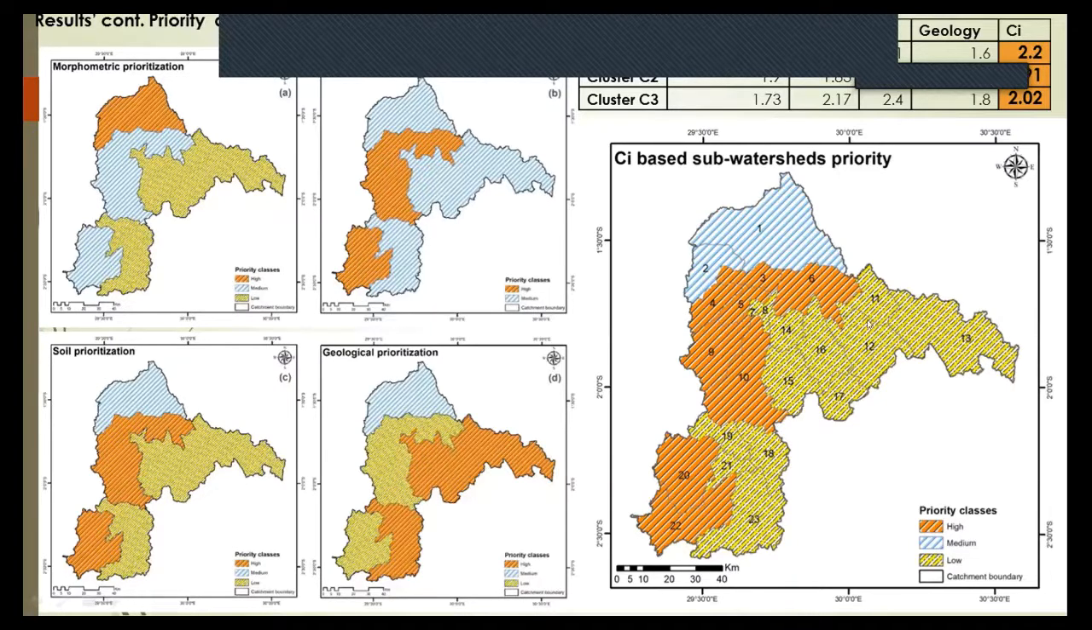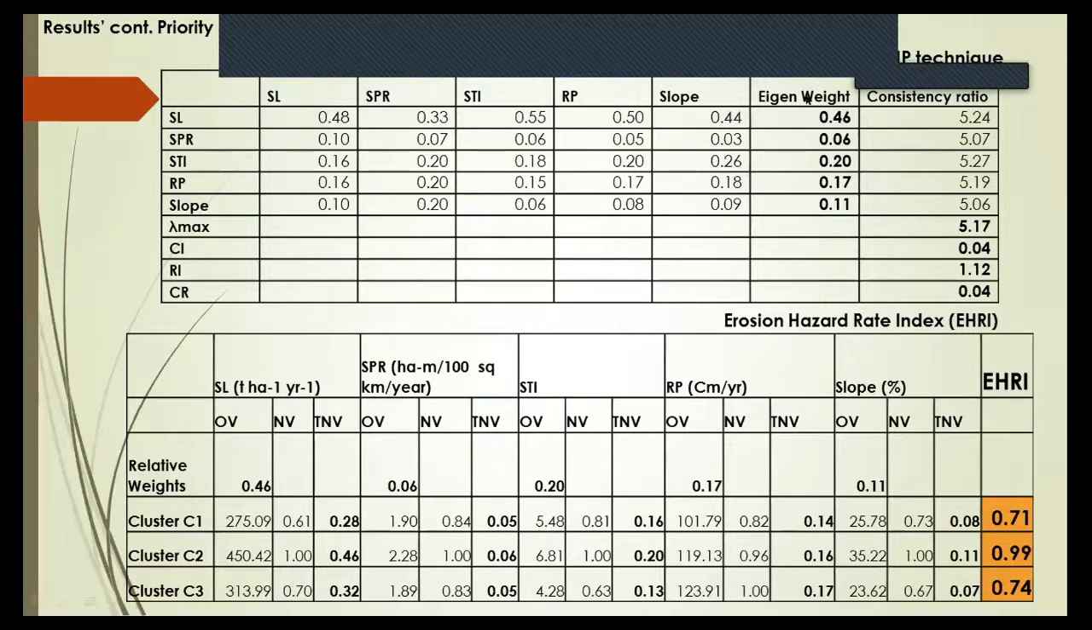Here we also built a pairwise comparison matrix using AHP, and we calculated the relative weights. We checked the consistency of the matrix, and the value was 0.04, which was less than the threshold of 0.1, which means that our relative weights were consistent and can be used for the decision. Based on relative weights, soil loss was found to be the most influential factor for watershed prioritization, followed by sediment transport index, then runoff potential and slope, and lastly the sediment production rate.